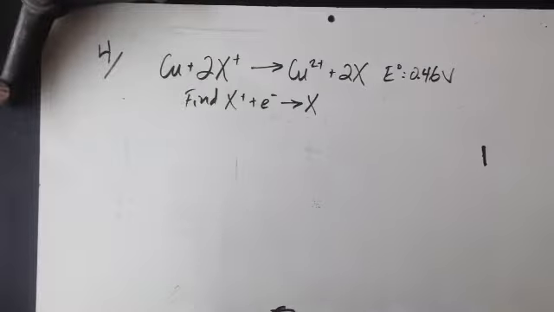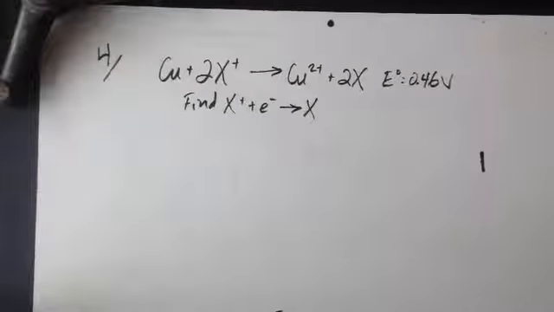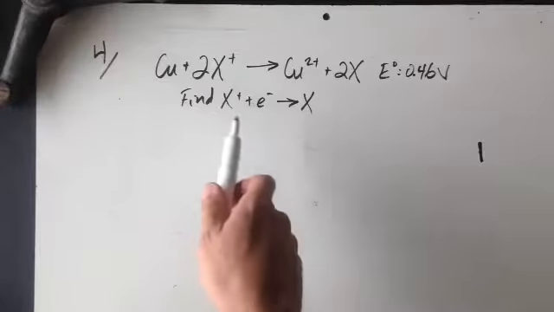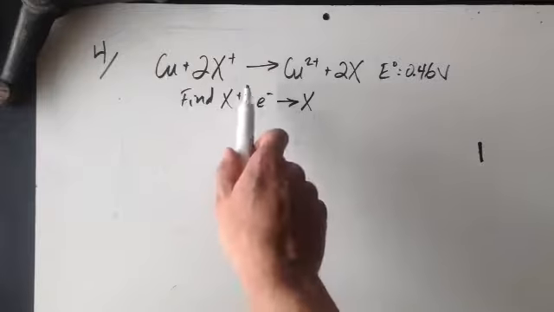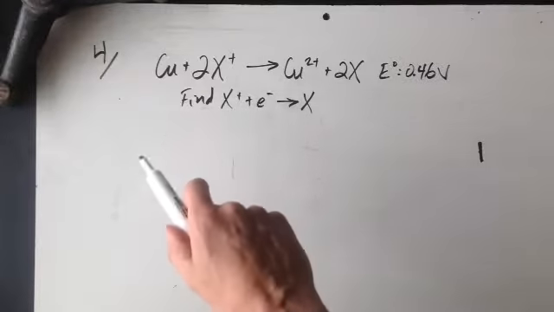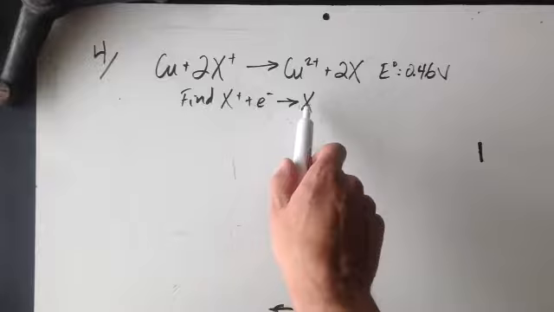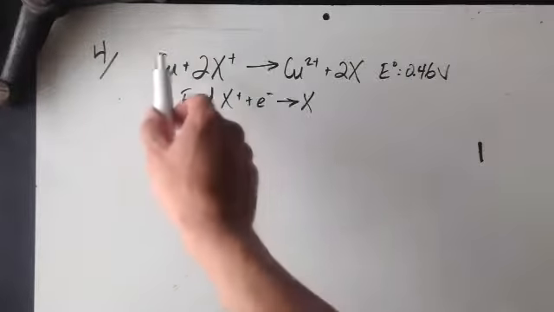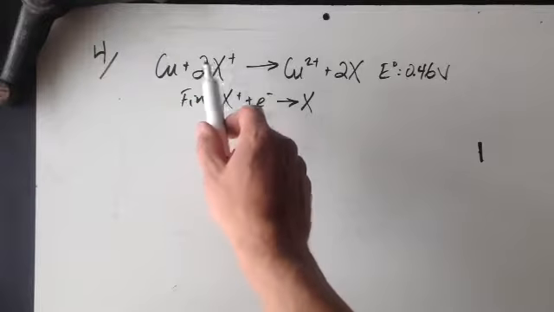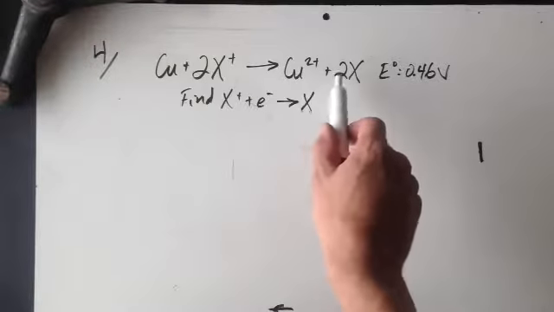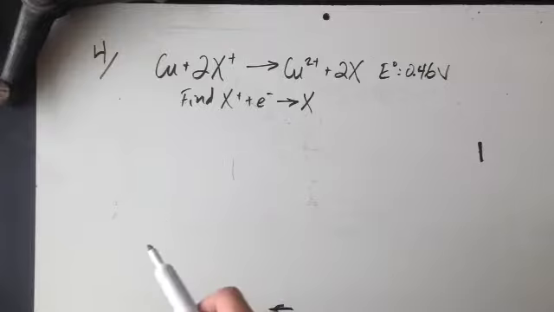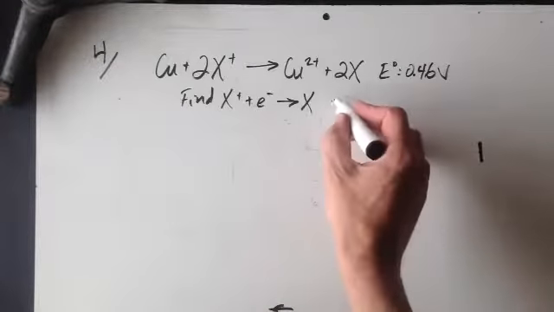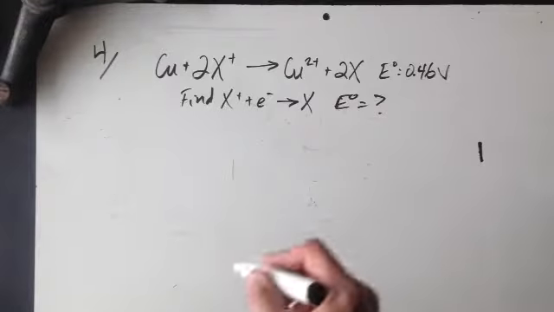Okay, here's another example. We have number 4 from the worksheet, and this time we're looking at a fictitious element x, and we're trying to find what the cell potential is for x plus 1 electron yielding x, presumably solid, given this reaction of copper plus 2x plus yielding copper 2 plus 2x with a cell potential of 0.46 volts. So we want to find the cell potential for this. Okay, so that's kind of what we're looking for.